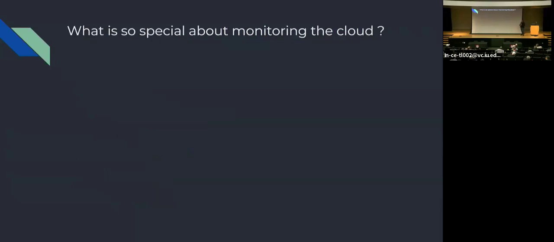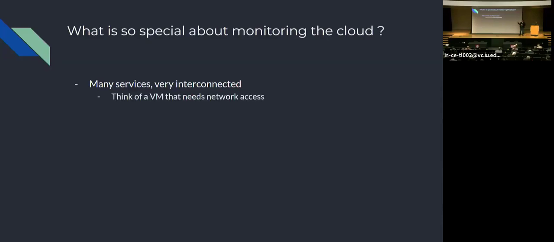So what is so special about monitoring on-prem clouds? Why don't we just use regular Zabbix and a template, and everything is happy and we don't have issues? The problem with the cloud is you have many services, and they are very interconnected. Having a server that's up is not sufficient to tell that the cloud is operating as expected. Think of a VM that needs network access. For that VM to operate, it has to have a good QEMU KVM process, memory and CPU and processes on the host. You have to be able to get an IP for that VM.